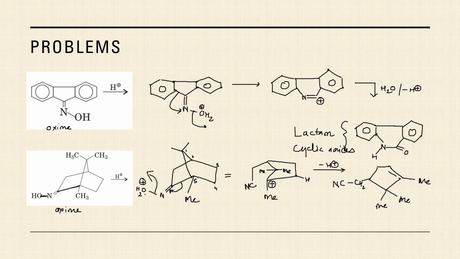So that's all for today, guys. I hope you enjoyed today's session, and in the next session what we will be doing is migration to electron deficient carbon. So हमने deficient oxygen पे migrations पढ़ लिए हैं, deficient nitrogen पे पढ़ लिए हैं, and then we will study migration to electron deficient carbon.